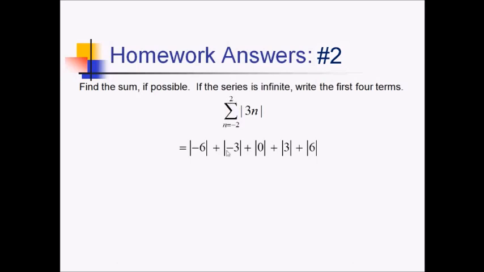So now we just have to simplify this and add everything together. So this is going to be 6, 3, 0, 3, and 6. So let's see, this is 9 plus another 9, gives us a grand total of 18.